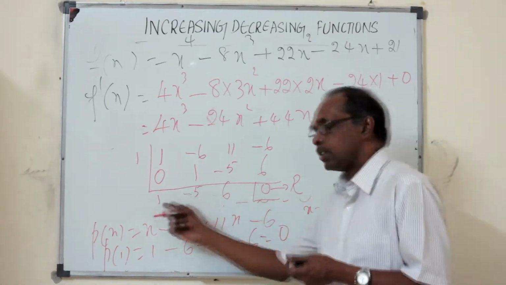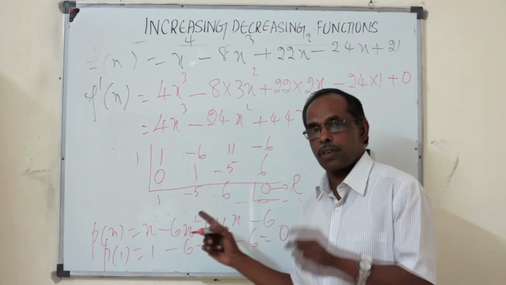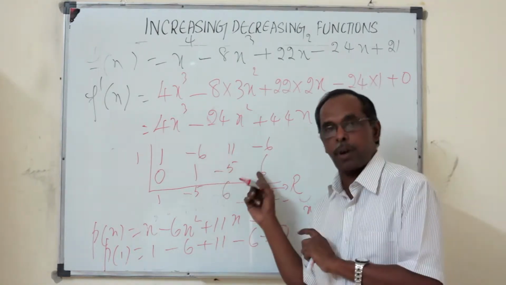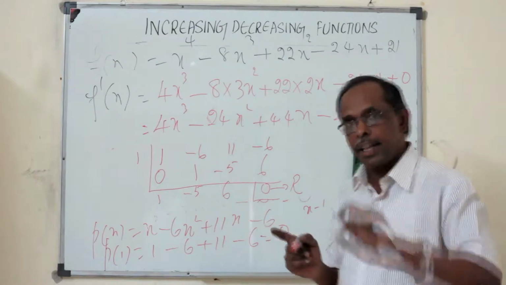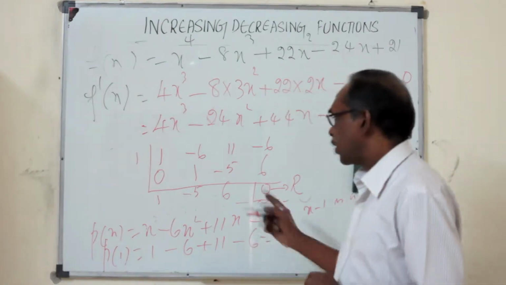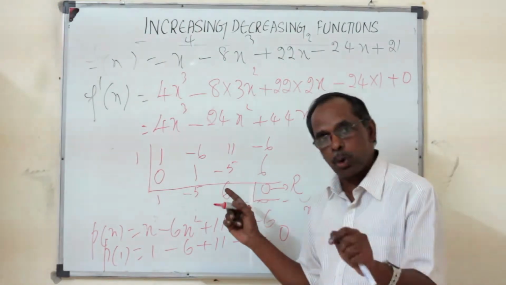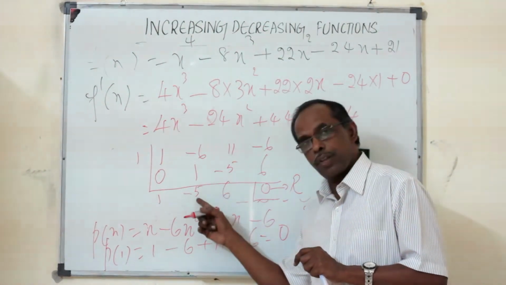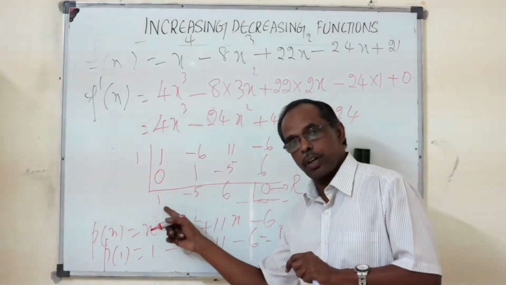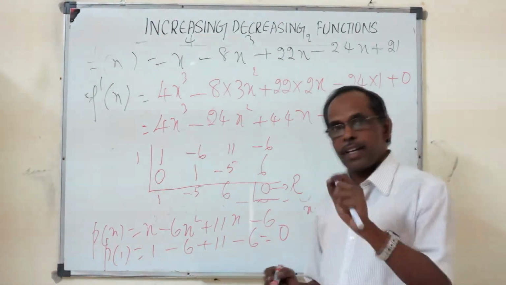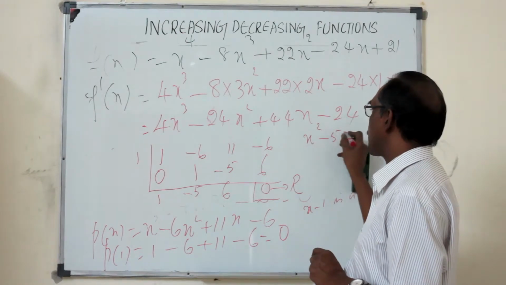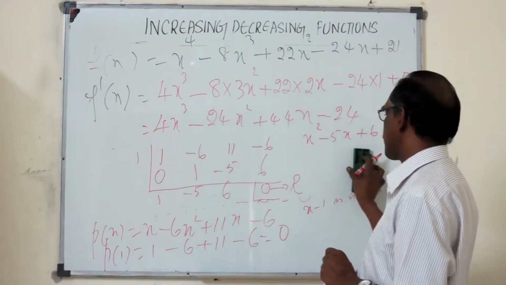Now what is left here? These are the coefficients of your quotient. What are the terms of it? It is a cubic polynomial. When you divide by a linear polynomial, you will have a quadratic polynomial as the quotient. So that means you have the constant term, this is the coefficient of x, and this is the coefficient of x square. So what is the quotient here? The quotient is x square minus 5x plus 6.